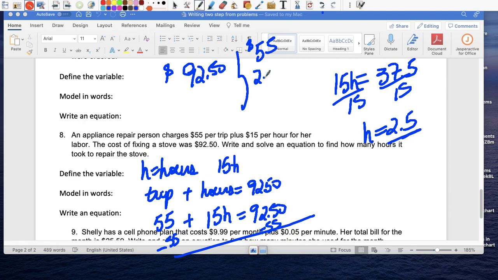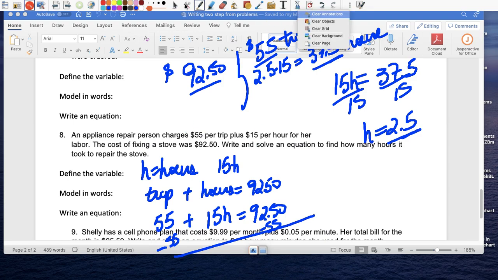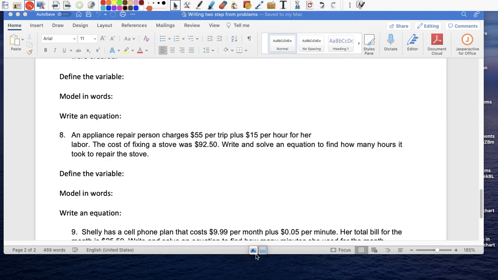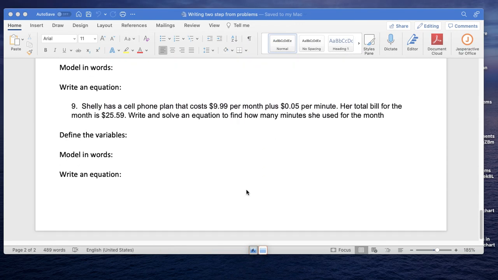If you multiply 2.5 times 15, that gives you 37.5. So this is the hours that she worked, and this is the trip just to get to you. If you add 37.5 and 55, you actually get 92.50. So she worked at your house for 2.5 hours.